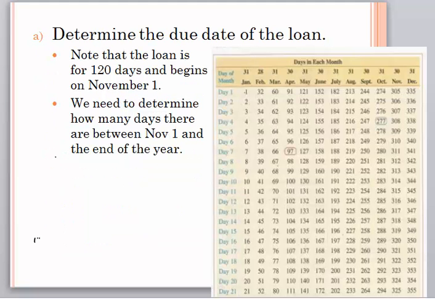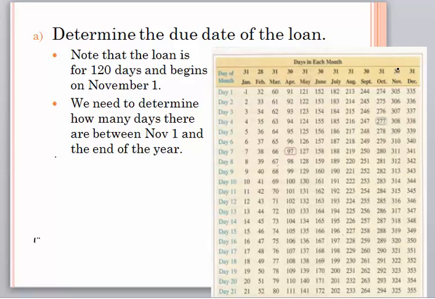The first part of the question asks us to determine the due date of the loan. And we want to remember that the loan is for 120 days and it begins on November 1st. And so the first thing that we need to do is determine how many days there are between November 1st and the end of the year. And so using our table on the right side of the screen, we're going to figure out what day of the year November 1st is.